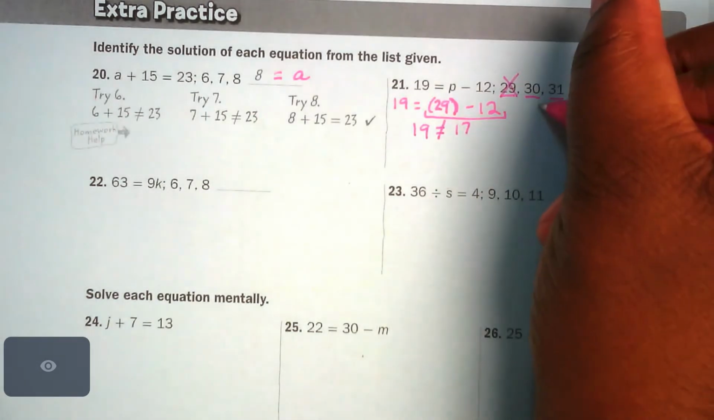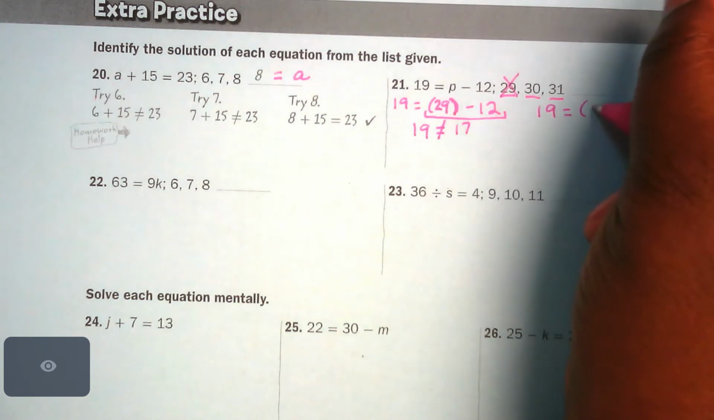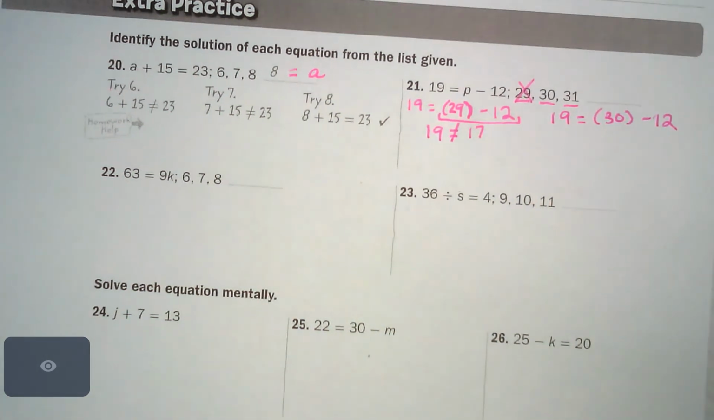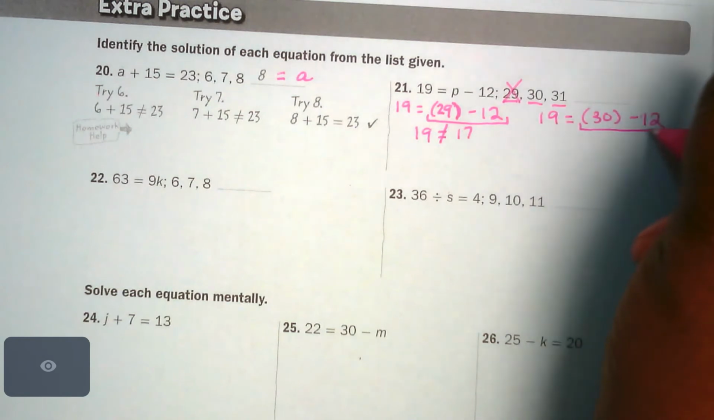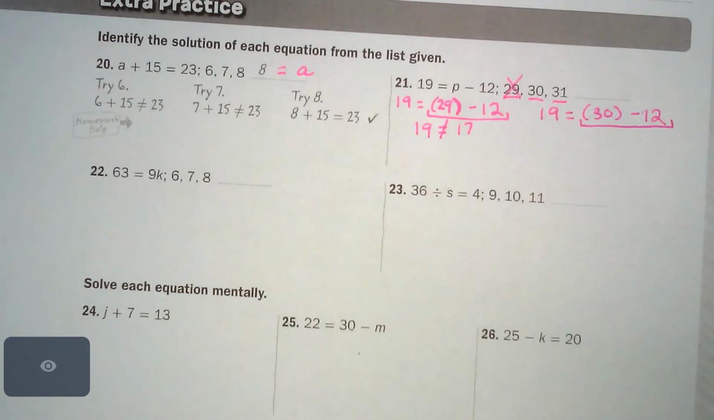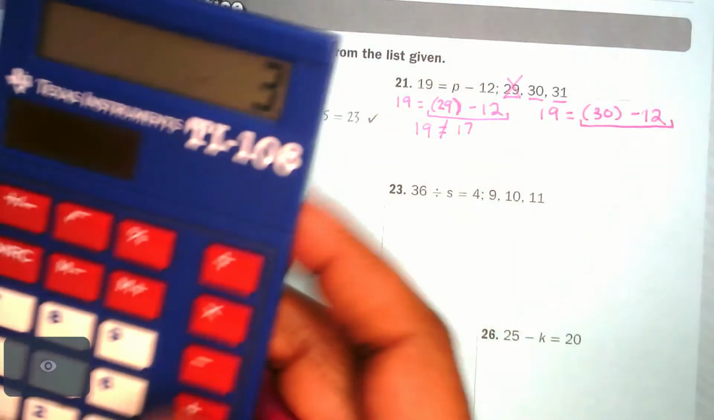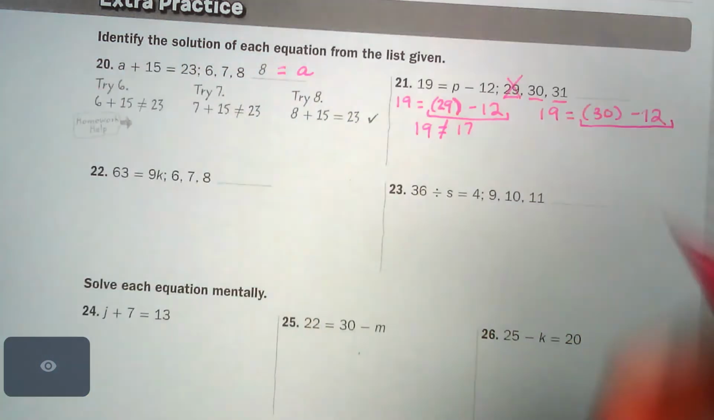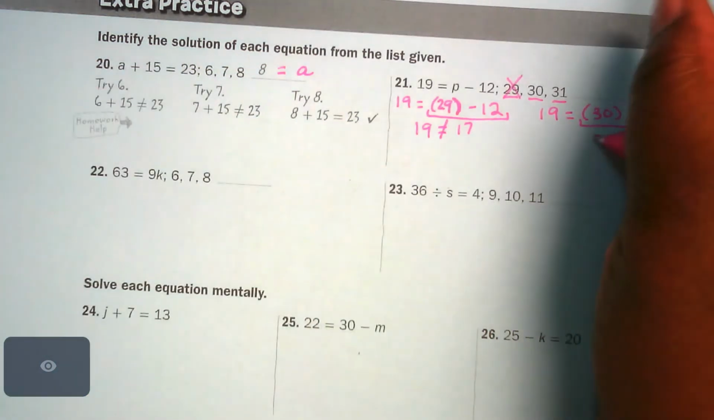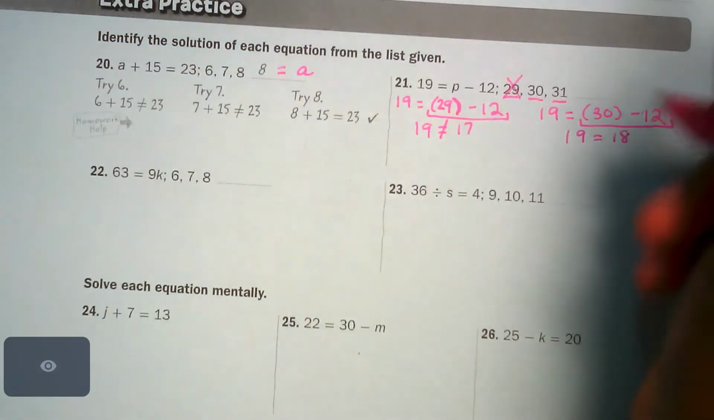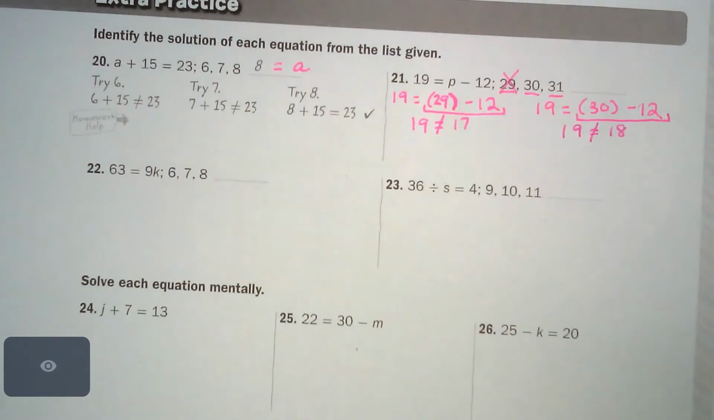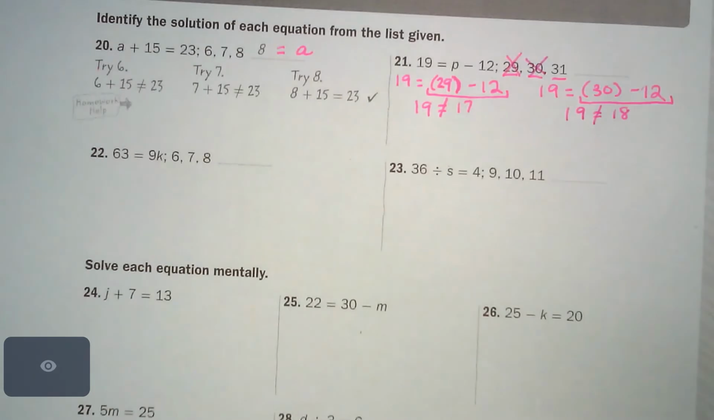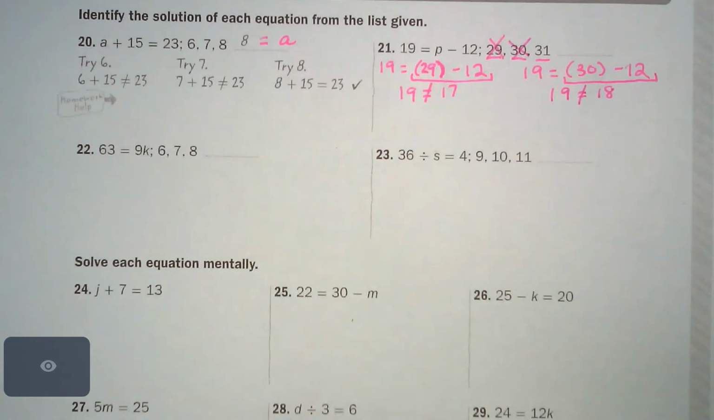So I know that it's not 29. Let's try 30. 19 equals, put our parking space with that 30 minus 12. Now I am going to solve this side here. 30 minus 12, let's pop it into the calculator. Look, guys, it equals 18. Does 18 equal 19? No, it doesn't. So I am done there. I know that it is also not 30. So by process of elimination, we can say, yay, it's 31.